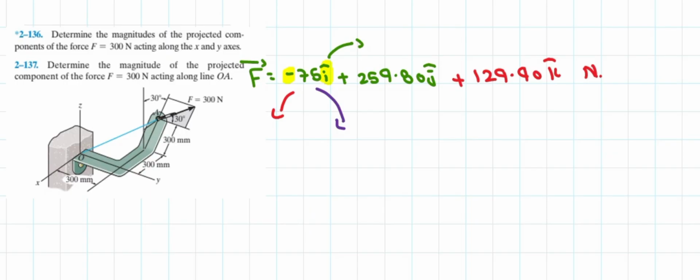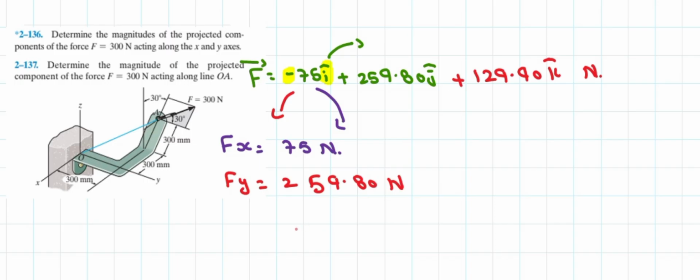And remember that the magnitude is a positive number. It is not a negative number. So the x component of force F acting along the x-axis is nothing but 75 Newton. So Fx is equal to 75 Newton. This is the magnitude of Fx. And similarly, Fy is equal to 259.80 Newton. This is the y component acting along the y-axis, and the z component of this force is nothing but 129.90 Newton.